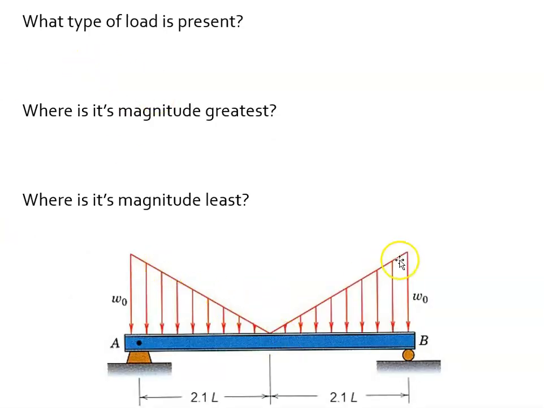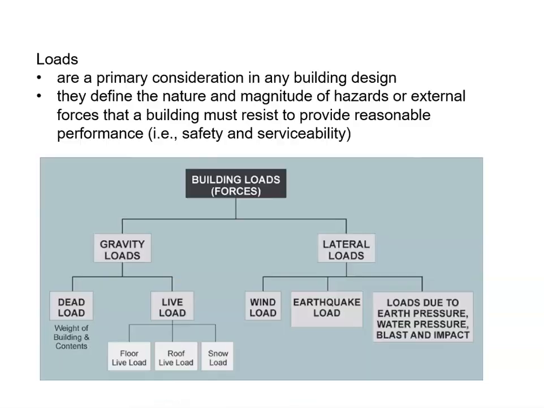I see 2 triangulated loads. They are greatest over the supports, and they come down to 0 in the middle, right in the middle. I see 2 lengths from the supports to the center. What type of load is present? 2 triangulated loads. Where is the magnitude the greatest? Over the support. Where is the magnitude the least? Center span. Okay. All right, so that was free body diagrams and what loads look like on them.